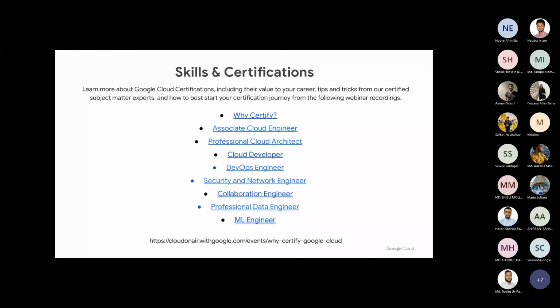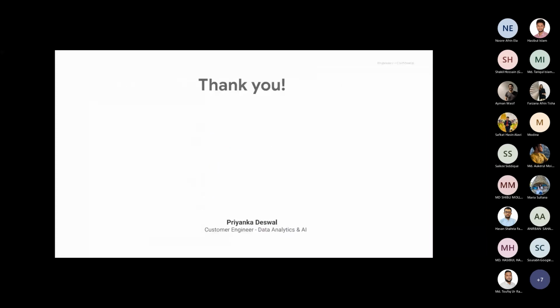If you want to work on solutions related to collaboration, like Google Workspace, then collaboration engineer is the certification you can look at. If you want to specialize in security and networking, there's a certification available in that area also. And if you're a cloud developer or a DevOps engineer, all these certifications are available. There's a lot of guidance available on Cloud on Air in these events. These events might have already passed, but you will still be able to register and watch them on demand. So this is what I wanted to share with you on skills and certification.